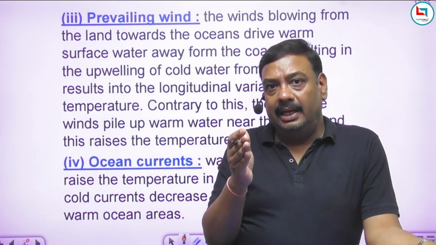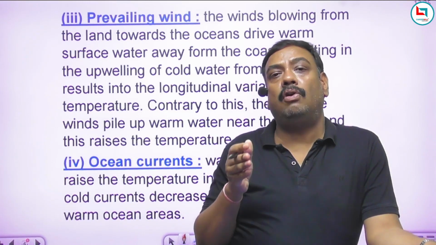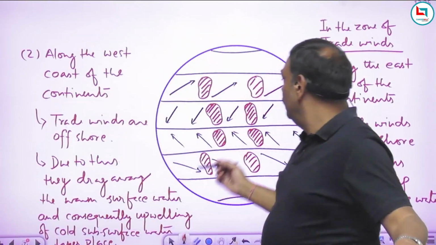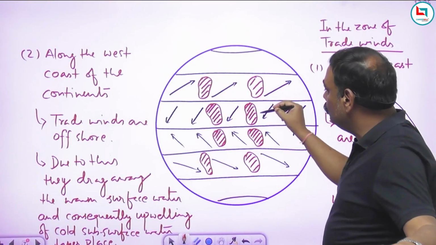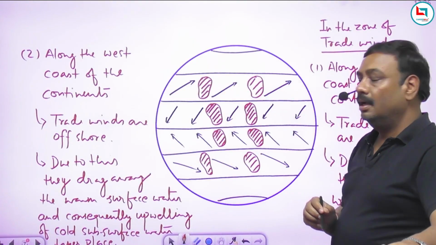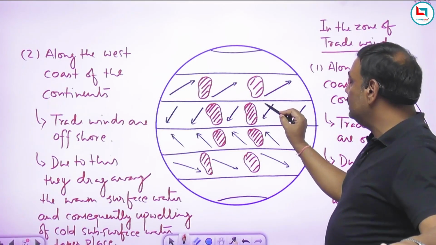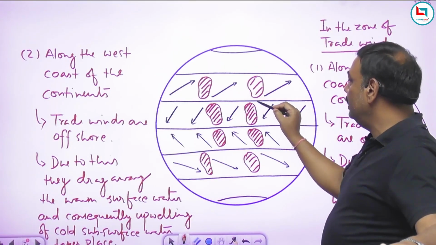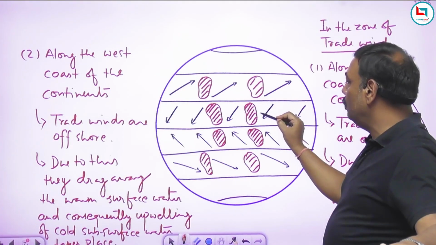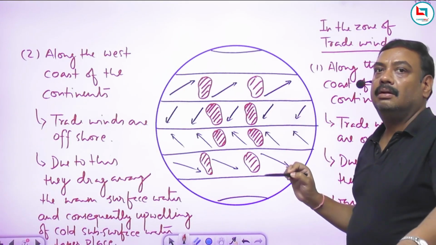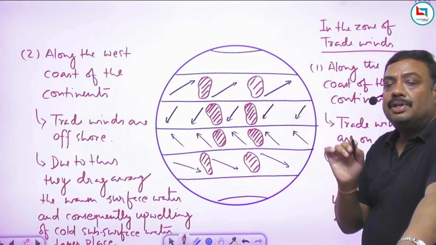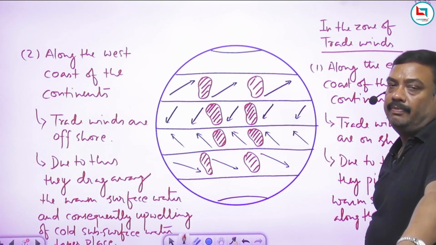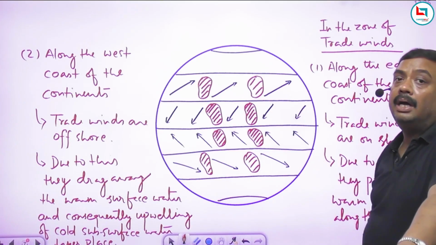If we are considering the east coast of a continent in the zone of trade winds, see here, see the diagram. Here, the variation in temperature is seen longitudinally. Longitudinally means from this east coast, or for the ocean it is the western margin of the ocean, towards the east, the temperature is decreasing. Why? There is piling up of warm water here along the east coast of the continent or along the western margin of the ocean water.